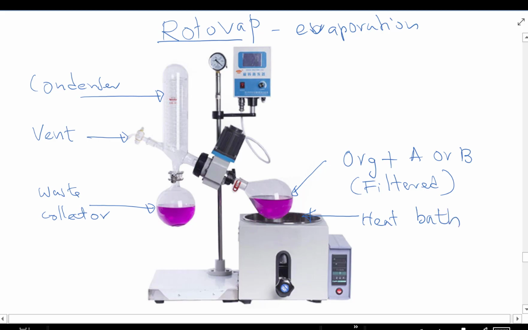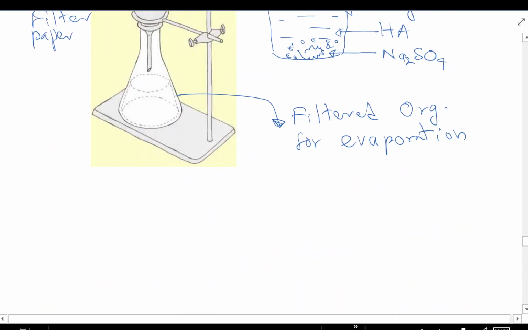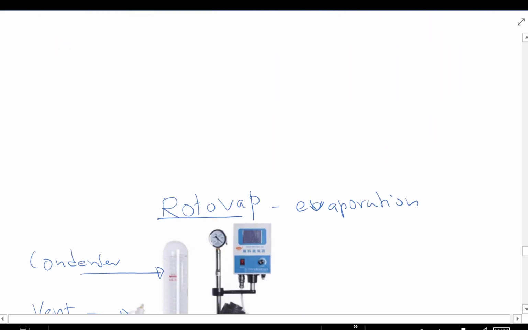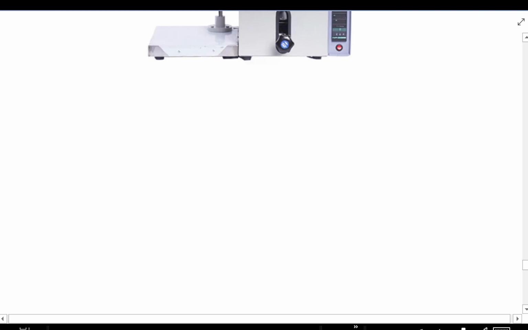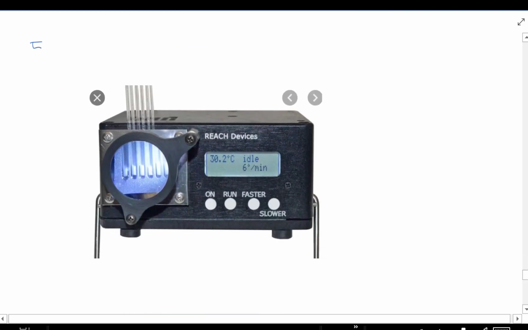You hook up things and start spinning the rotovap, and then start heating. So then you can remove your solvent to the receiver flask, right? Once you have it, that's a crude product. You might be doing a crystallization or distillation to purify that.